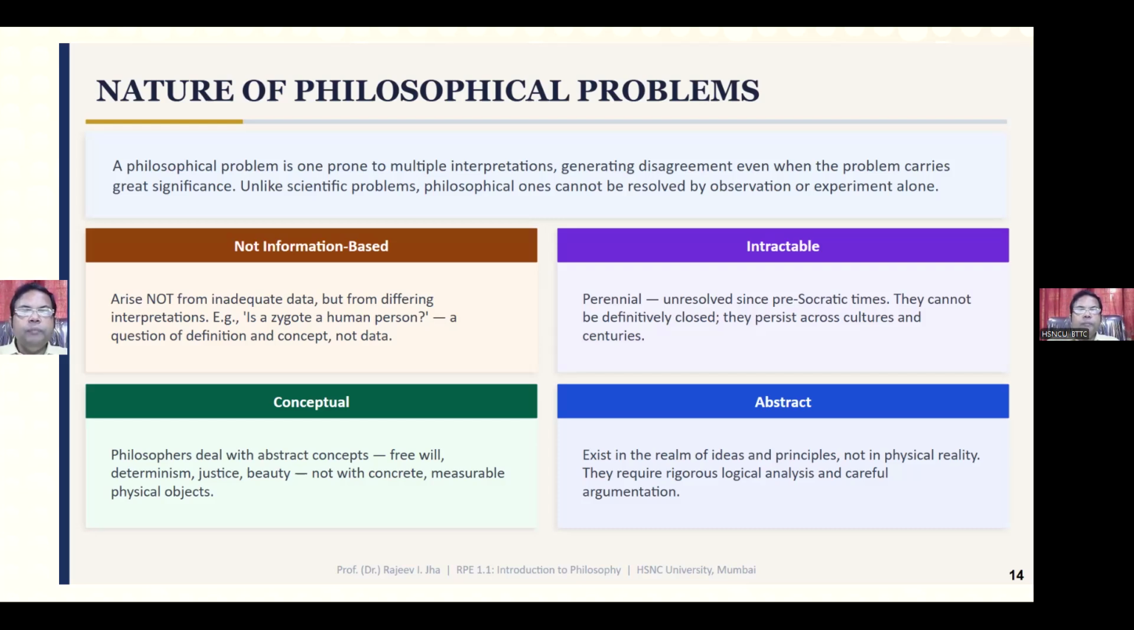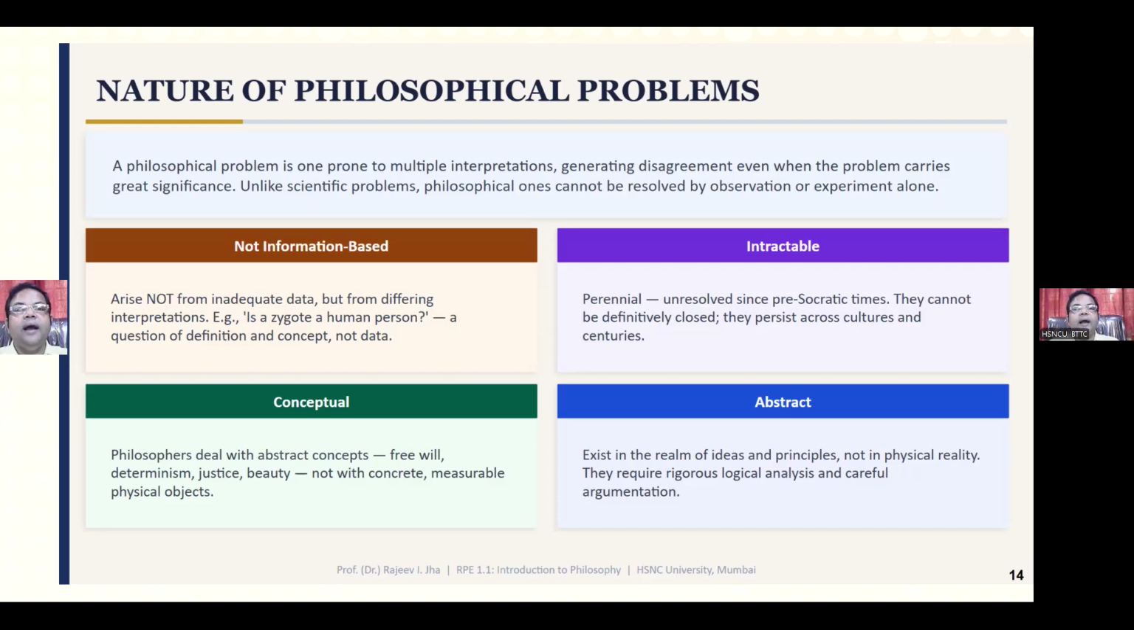Second, philosophical problems are intractable. They are perennial, unresolved since pre-Socratic times and persisting across cultures and centuries. What is justice? What is beauty? What is consciousness? These are not getting resolved by more research.